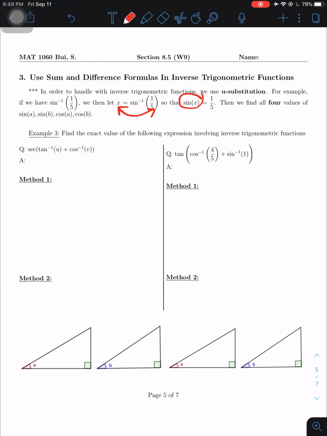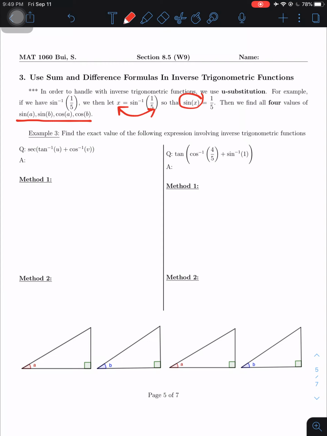And then we find all 4 values. My recommendation from before is, as long as it's sine and cosine, and because we have 2 angles, you're going to find sine of A, sine of B, cosine of A, and cosine of B. Those are my tips. So now let's talk about the problem that we have here.